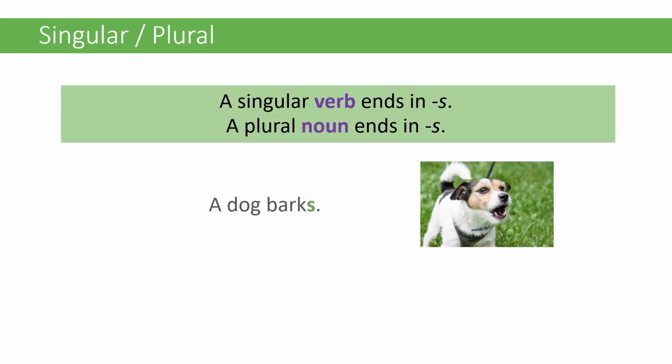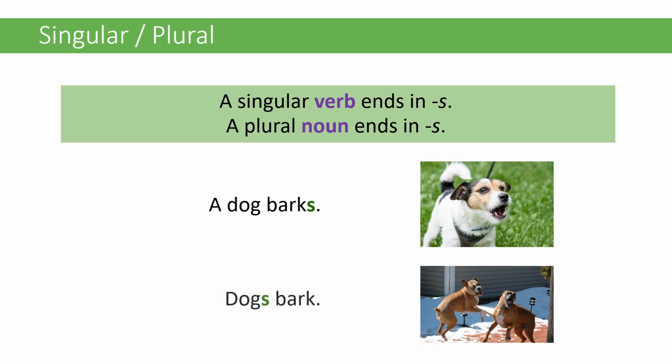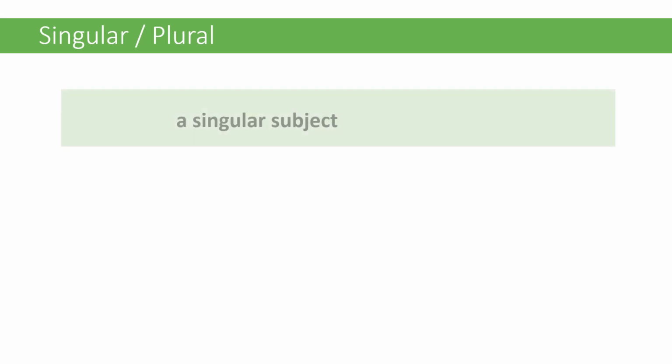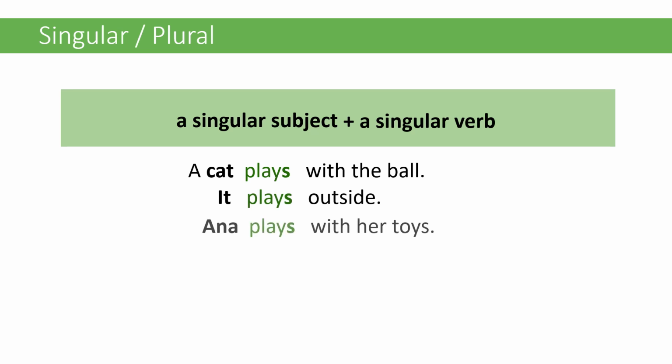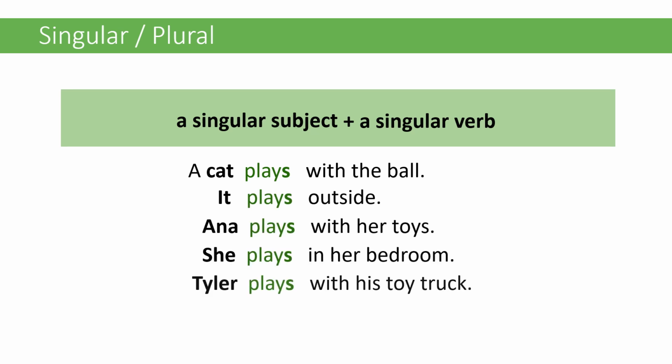We add the S to singular verbs. So compare these sentences. A dog barks and dogs bark. Look at the singular verbs. A cat plays with the ball. It plays outside. Pardon me. Anna plays with her toys. She plays in her bedroom. Tyler plays with his toy truck. He plays every day.